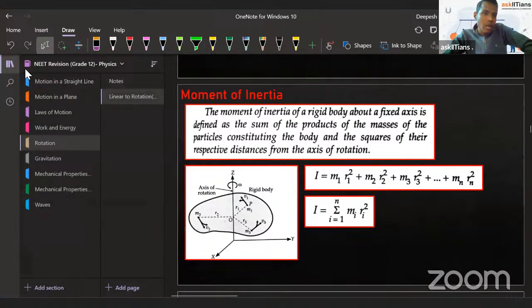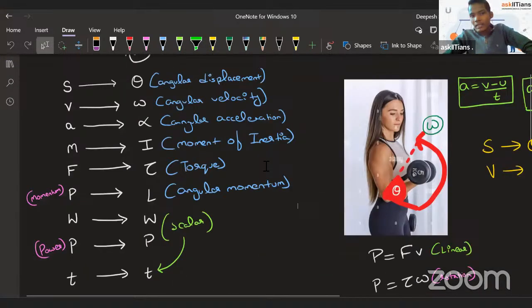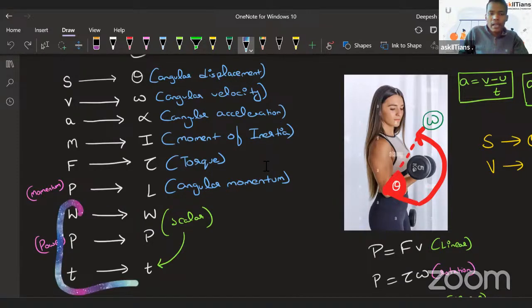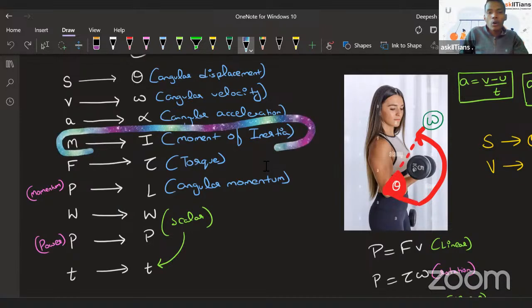But if you ask me how I will define it, it will be very easy. Just like we are replacing displacement by angular displacement, velocity by angular velocity, acceleration by angular acceleration, force by torque, momentum by angular momentum, while work, power, and time are scalar quantities. That's why they are not changing. Exactly in the same way, we can say that mass will be converted by moment of inertia.